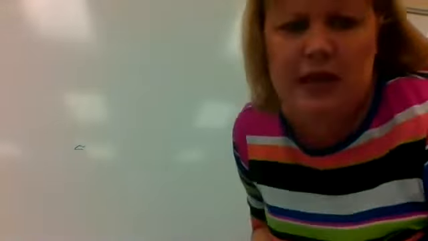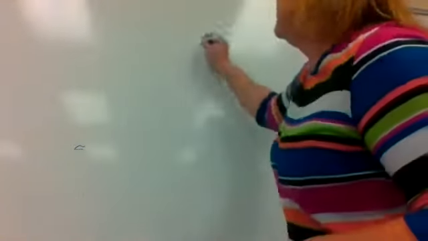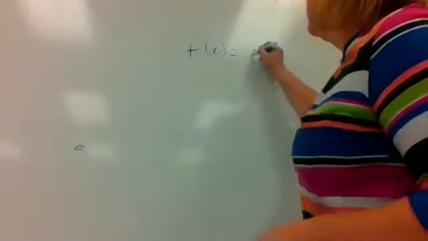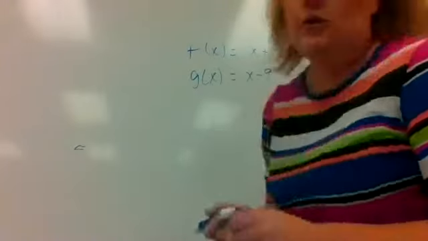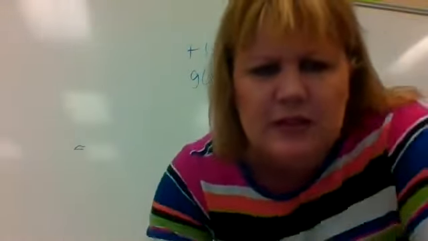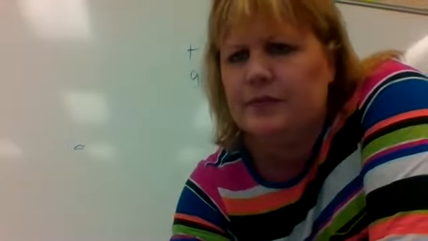Okay, f of x is x plus 9, g of x is x minus 9. And you're doing f plus, f minus, f times, f over. Okay.